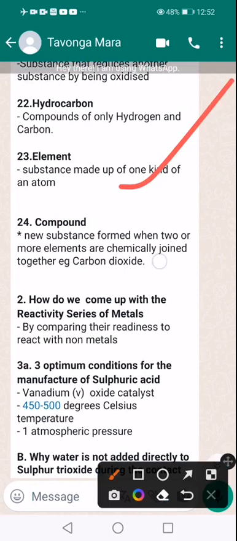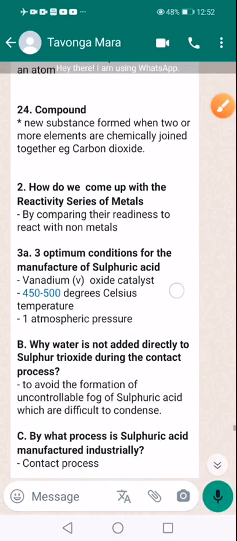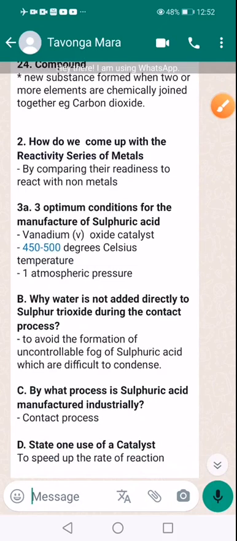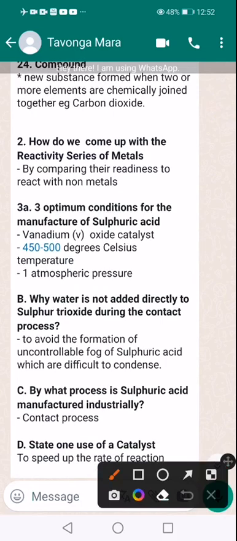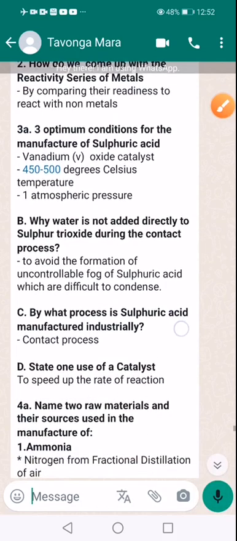Right? Section B. How do we come up with the reactivity series of metals? We can say we get the reactivity series of metals by comparing their readiness to react with other metals. That is how we arrange it. Finished.